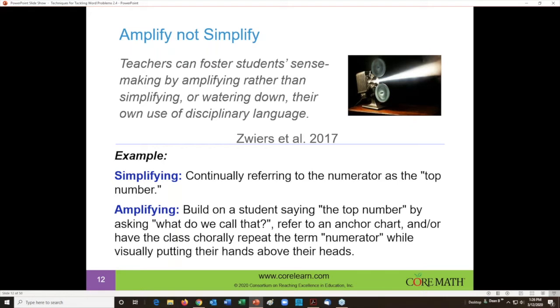And maybe refer to an anchor chart, or have the class chorally repeat the term numerator and put their hands above their heads while they're saying it so they get a visual of that idea. So there are different methods to increase awareness and understanding and use of academic language. And these are examples of amplifying versus simplifying.